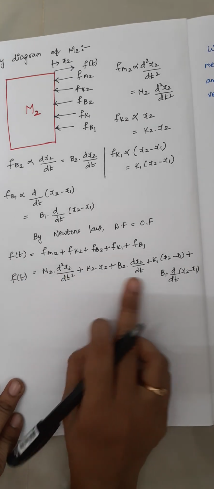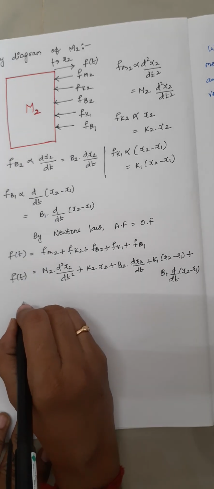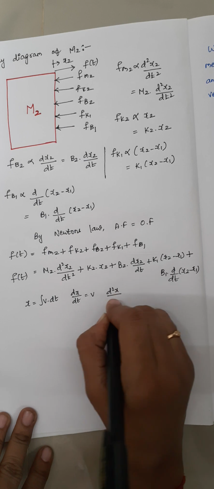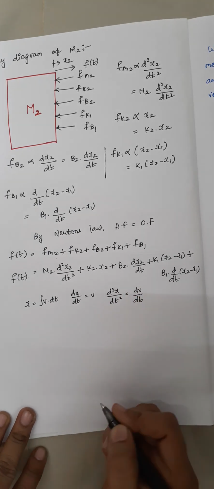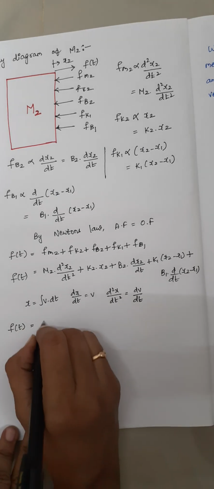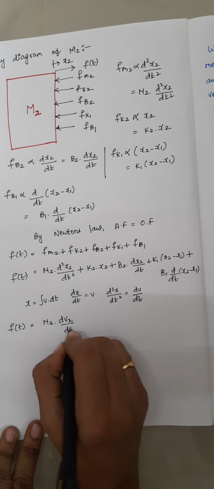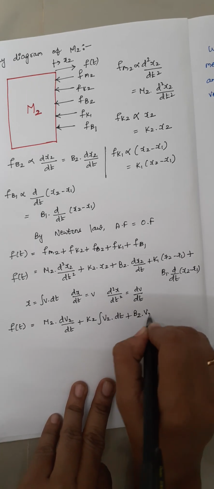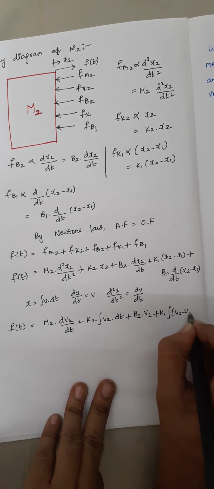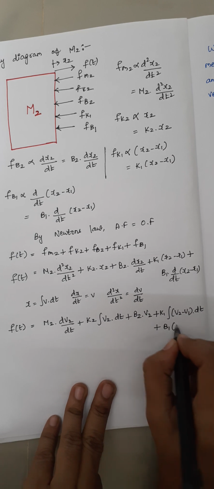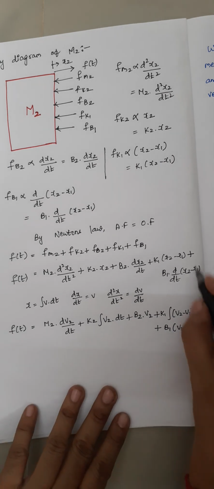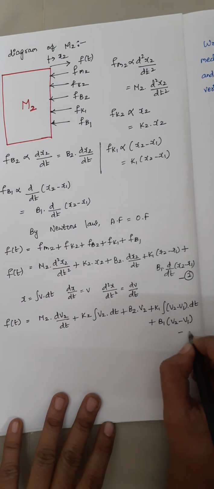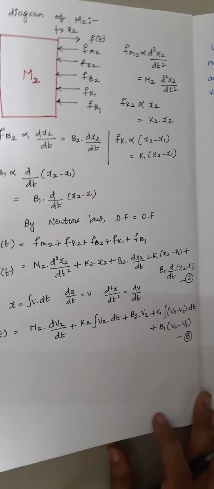Again now we are going to replace displacements in terms of velocity. So when you replace displacement, x should be written as integral of v dt, dx by dt should be written as v, and finally d square x by dt square should be written as dv by dt. Just substituting the values here, we will be having F of t is equal to m2 into dv2 by dt plus k2. For x2 we are going to write it as the integral of v2 into dt, plus b2 into v2, plus again k1 into integral of v2 minus v1 into dt, plus again b1 into v2 minus v1, right? So this is your differential equation governing your mass m2, and this is your respective expression in terms of velocity, right? And now the first part of the problem is over.